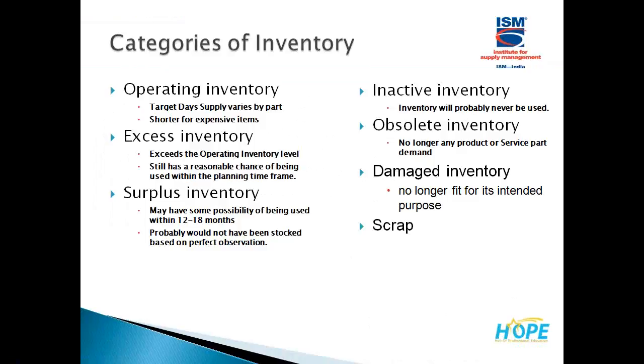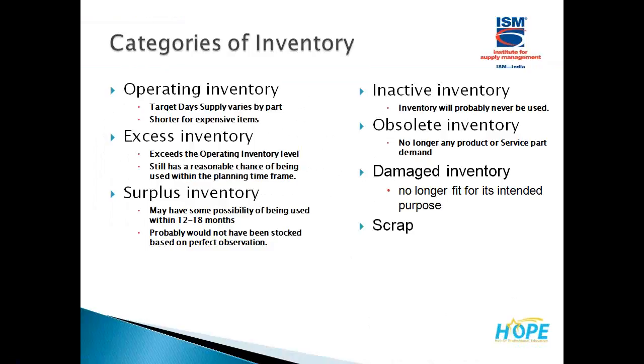Now, most companies define inventory in various ways, in various categories. One very important thing is that this category of inventory is how we define it in our system. It is not that in our warehouse we can go and say it is excess inventory, surplus inventory, or operating norm. But in our system, we can define the inventory that way. The operating inventory is the inventory required for regular operations.